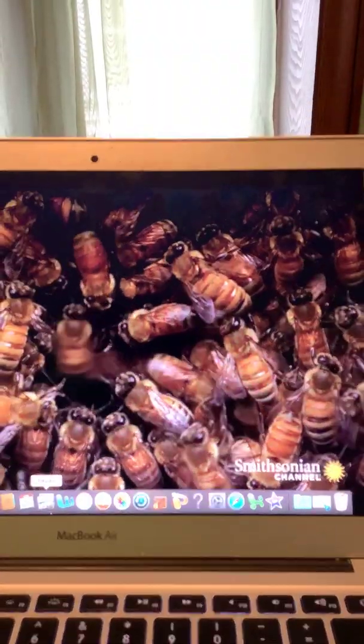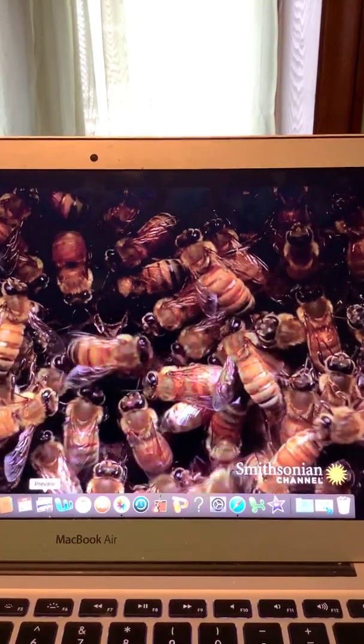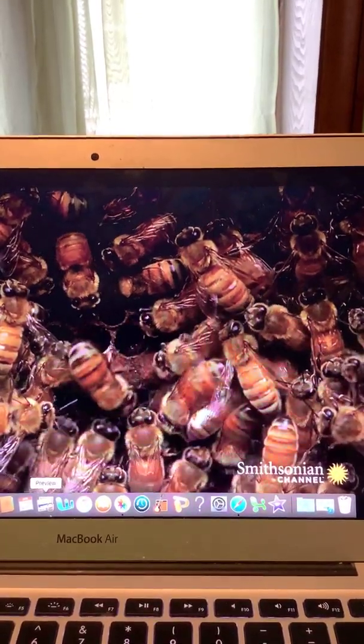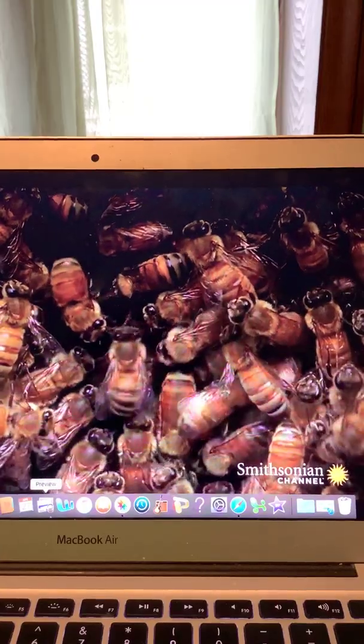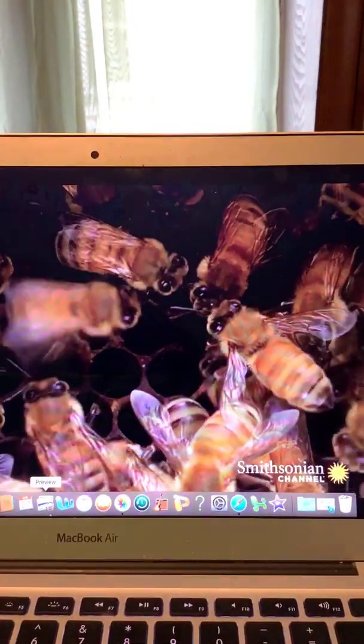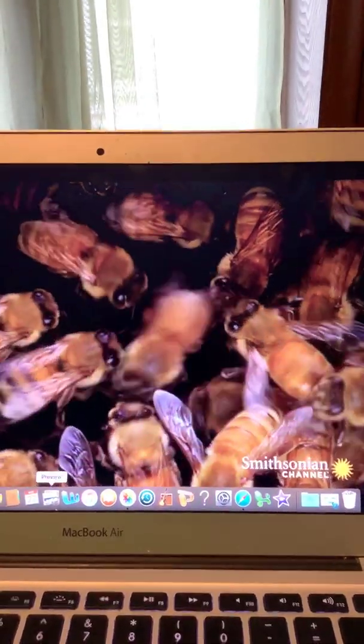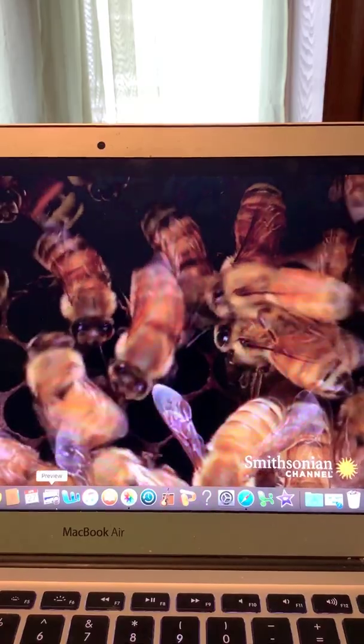Come on and do your bee dance. You're telling your sisters how far away the flowers are and in what direction to go. Remember, it's shaped kind of like a figure 8 too. Do your dance.